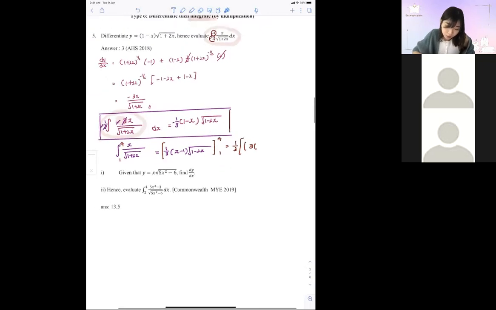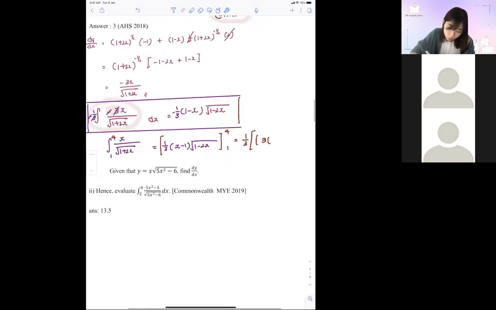1 minus 2. Sorry, I copied wrongly. This is 1 plus 2x. Okay, so 8 plus 1, 9. Square root 9 is 3 again. Minus 1 minus 1 is 0. Okay, everything's 0 already, don't need. So I got 9/3. Okay.